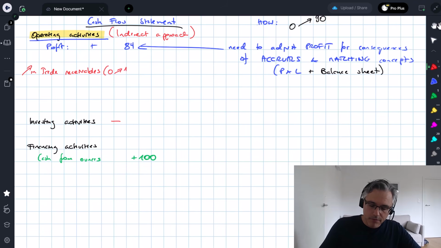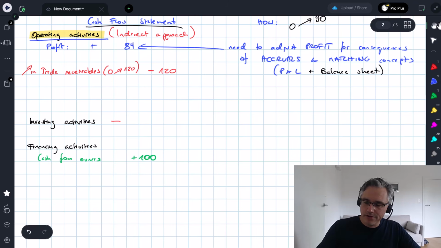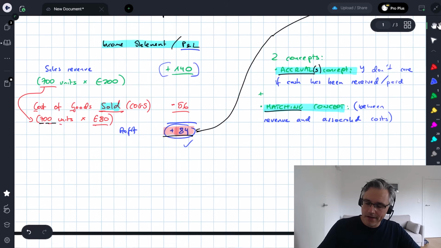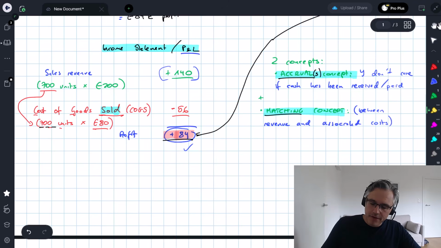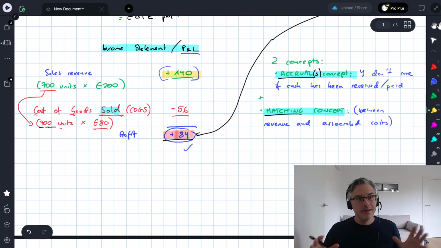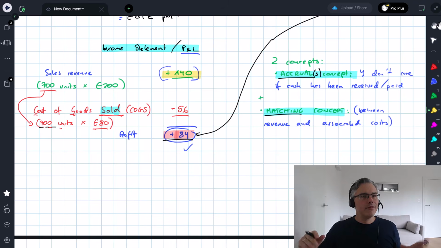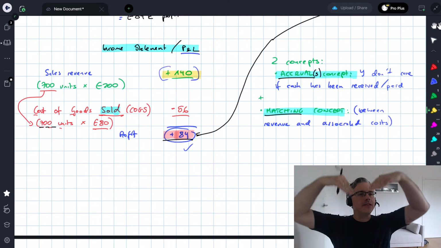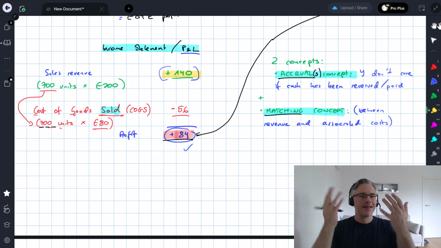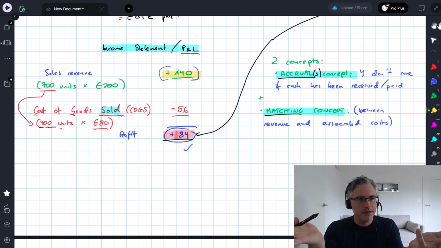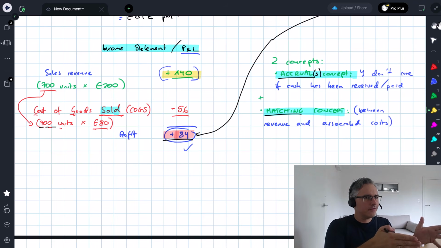So the fact that I'm still at the end of the period waiting for that money, and trade payables grew from 0 to 120, actually means the need for a negative 120 adjustment. Why negative? Because the figure that was used here as the basis for the computation of profit, sales revenue, is inflated by 120. It's exaggerated by 120 from a cash perspective.